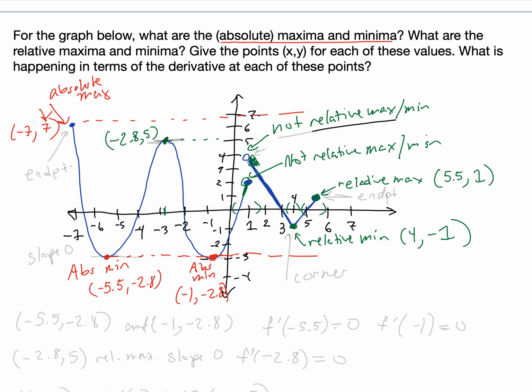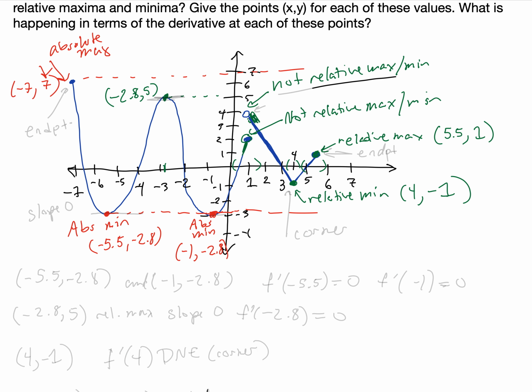Okay, so that's quite a few points to think about, because we were also asked about what is happening at the derivative at each of these points. So let's start with all of the interior points. So, for example, negative 5.5, comma negative 2.8, and let's see, negative 1, comma negative 2.8. Those are our two absolute mins. And what is happening at that point? At that point, what is happening to the derivative?